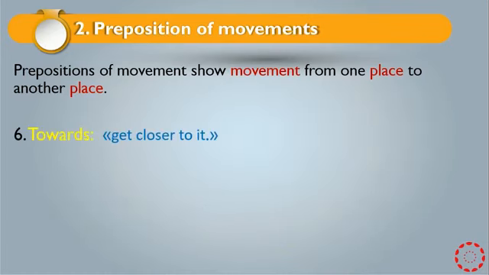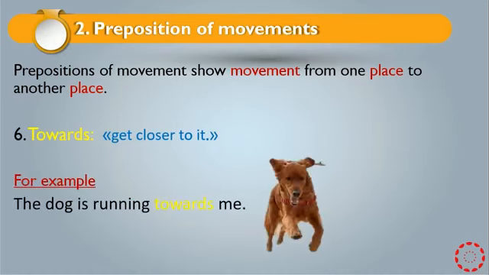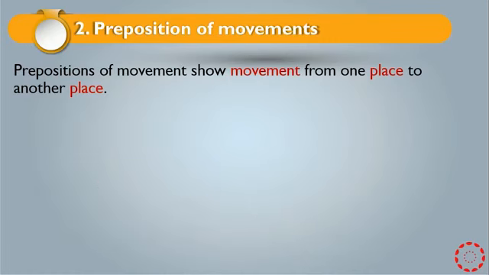The sixth one we have is toward, getting close to something, when something is close to another thing. For example, the dog is running toward me. The dog is running towards me. When something comes close to you in a straight line, we can say towards.